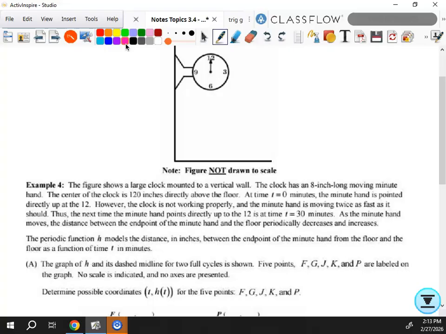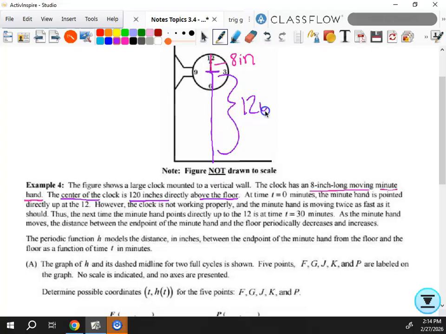Okay, the figure shows a large clock mounted on a vertical wall. The clock has an 8-inch long moving minute hand. So I'm going to go ahead before I read anything else and label. This is 8 inches. Y'all get lost in these when you read the whole thing, and then you go back and half read things and don't know what to label where. All right, so then the center of the clock is 120 inches directly above the floor. Here's the center of the clock. This is 120 inches directly above the floor. Oh, that says 120. Okay, hang on. 120 inches. Everybody good so far? All right.